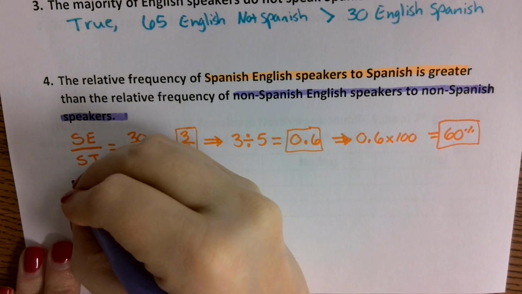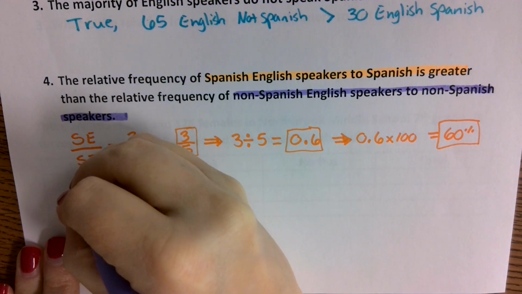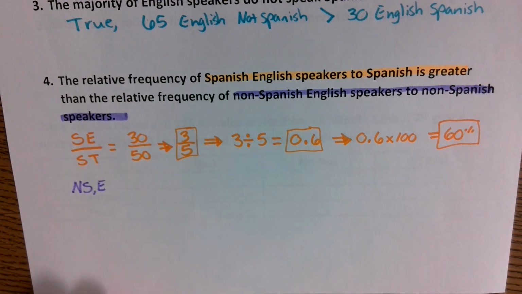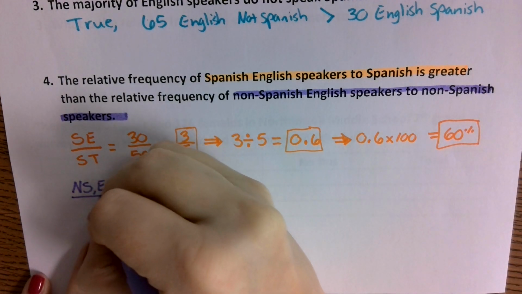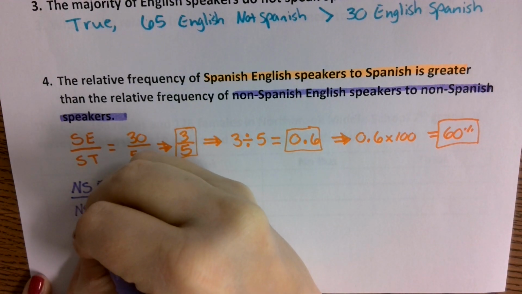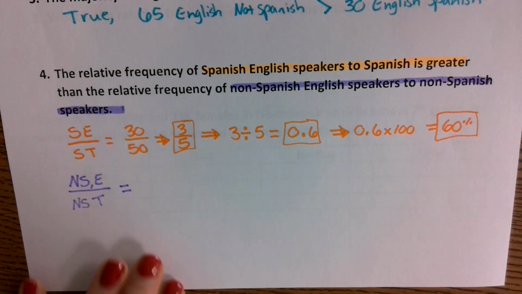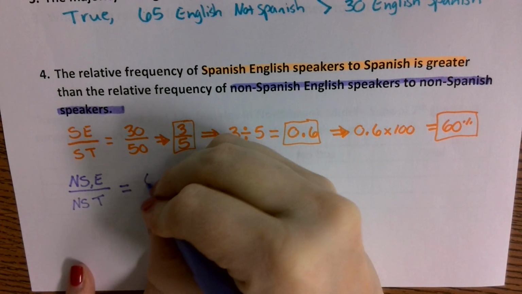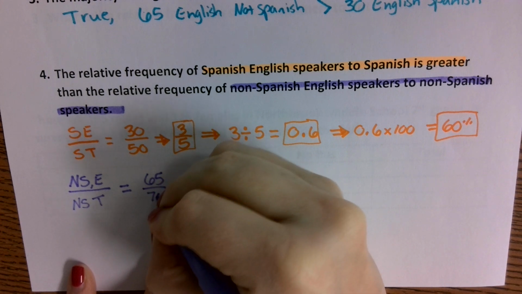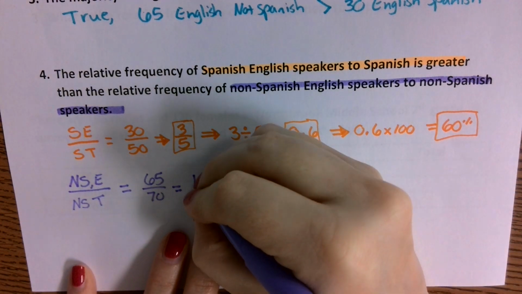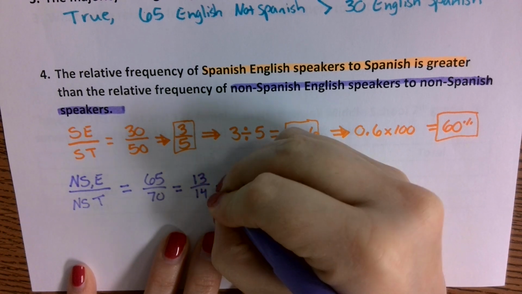So we're going to do non-Spanish, but they speak English, so that's NS, but they speak the English, over non-Spanish total. Okay, I'm just trying to abbreviate. It makes it easier to write. So we've got 65 out of 70. Of course, we always want to simplify it. When we simplify it, that comes out to 13 over 14.